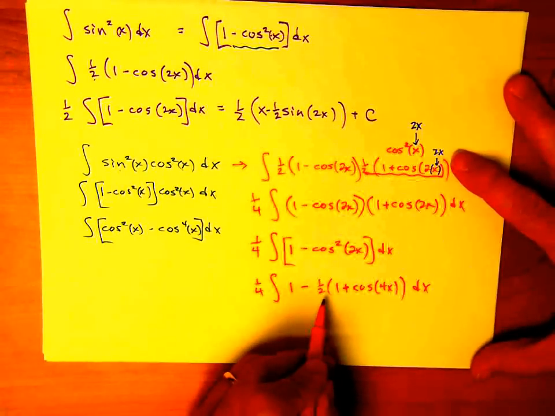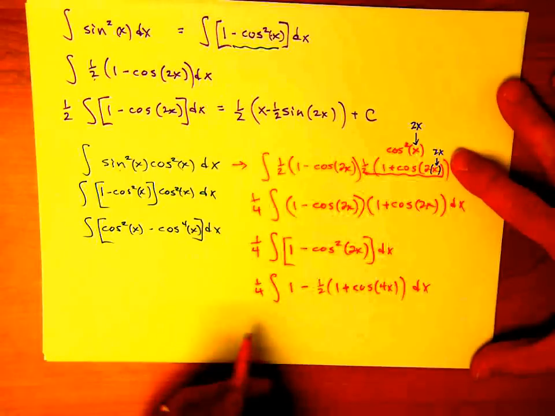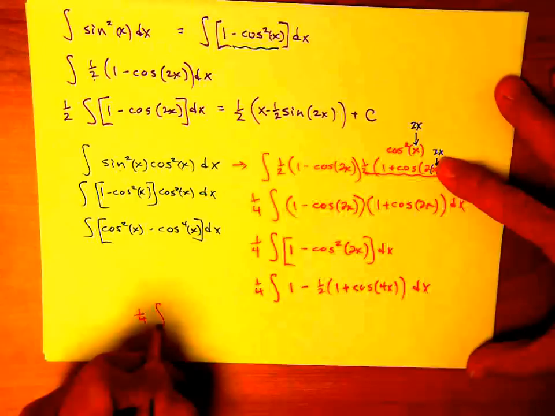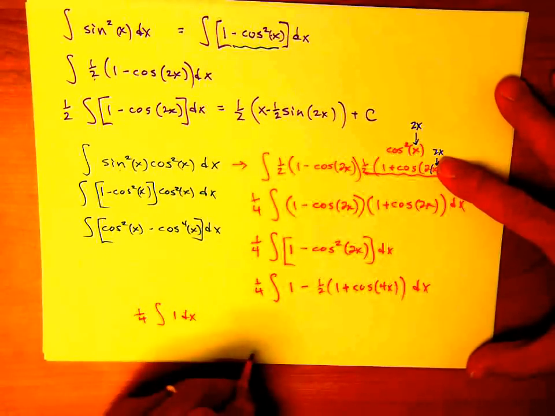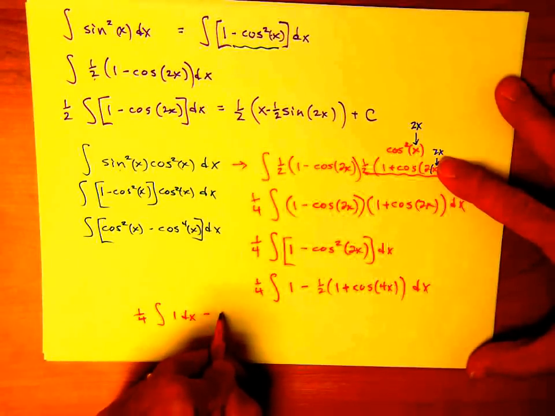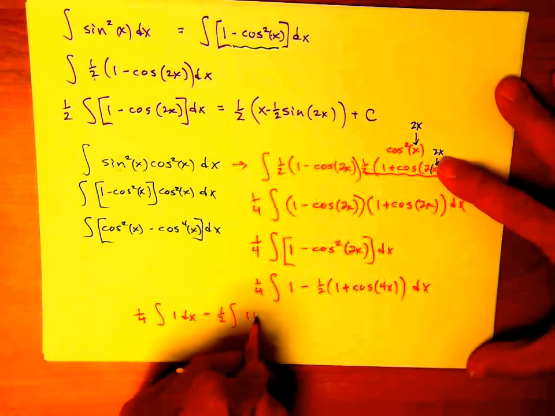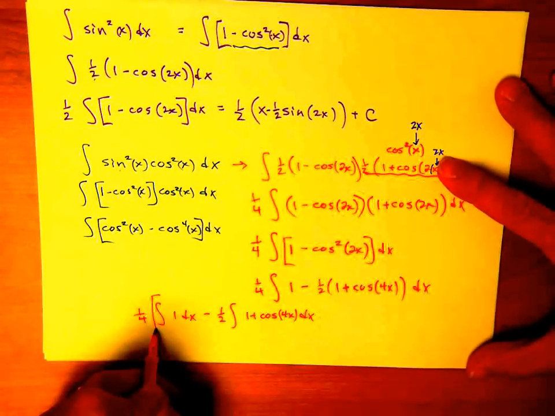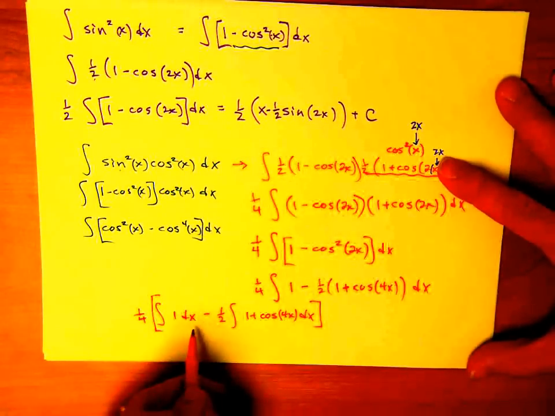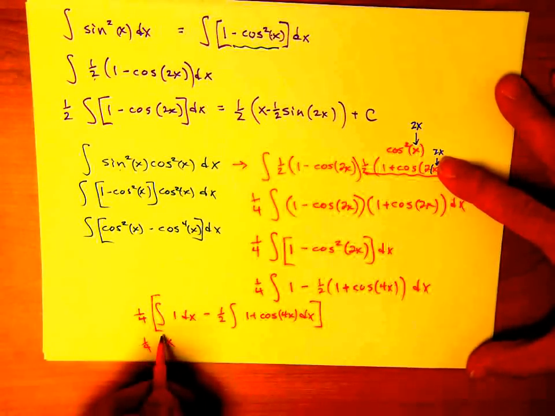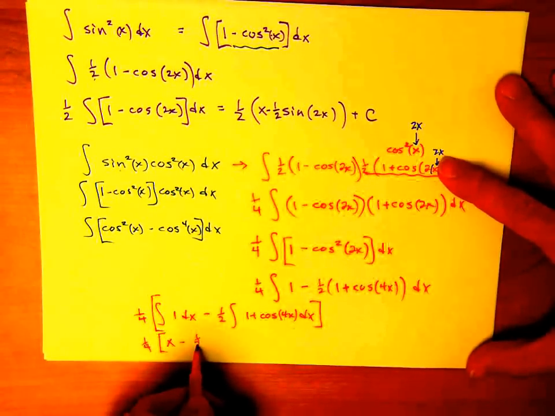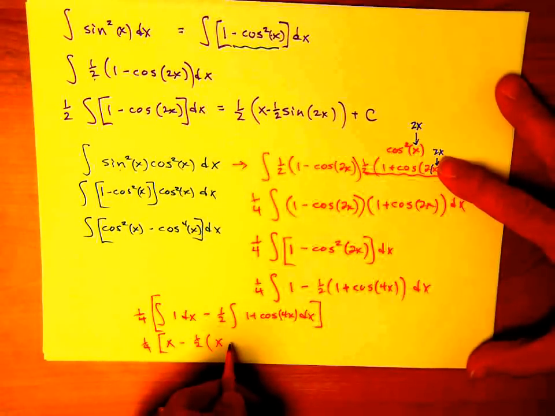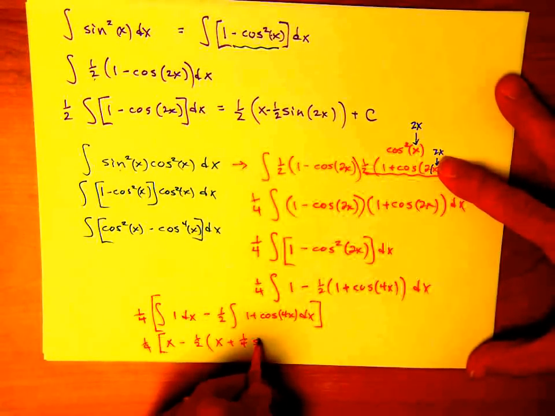Okay, so we can maybe separate these out. I've got a 1/4, just the integral of 1 dx, minus, I'm going to bring the 1/2 out front, the integral of 1 plus cosine of 4x dx. And remember the 1/4 is times the whole thing. That's easy. That just gives us an x. And I have minus 1/2, and this is going to give me an x, and here I end up with plus 1/4 sine of 4x.